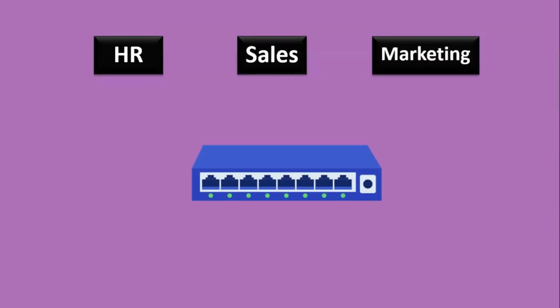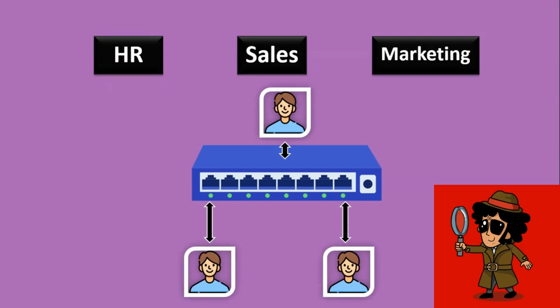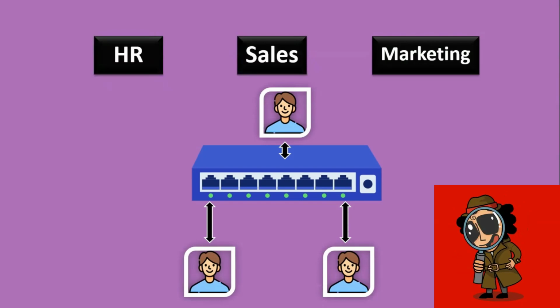Let's take an example here. We have three departments, HR, sales, and marketing. All the department users are connected to one switch, and the switch is connected to the end user systems. So what happened here? All the end users are able to communicate with each other, and there is a possibility to see confidential data of the other team. Let's say HR has some confidential information, and they are connected to the single switch. Then a sales team user can see the HR confidential data, right?